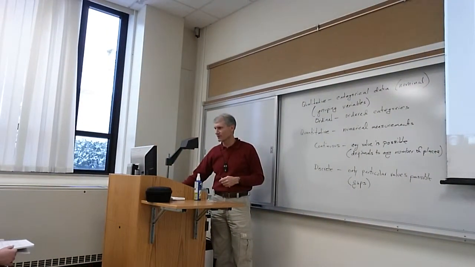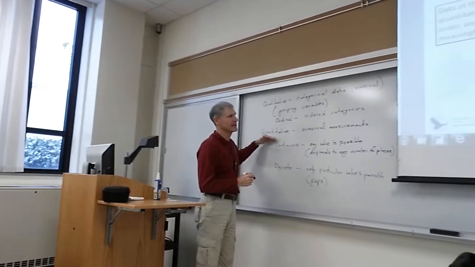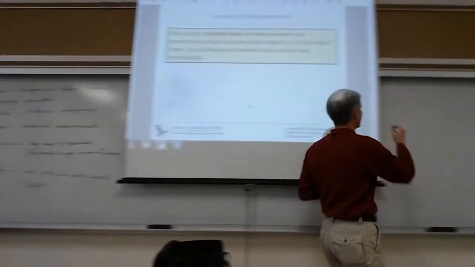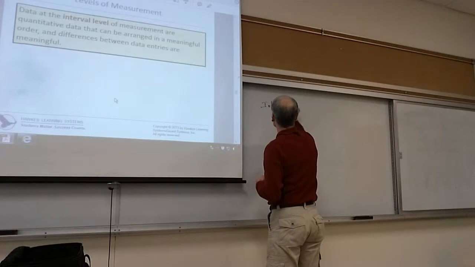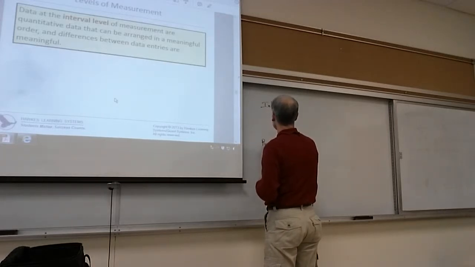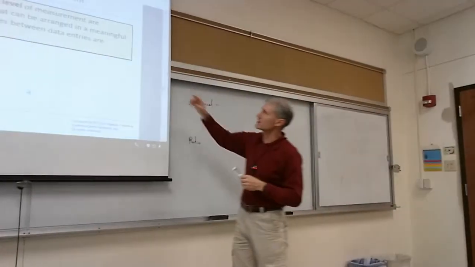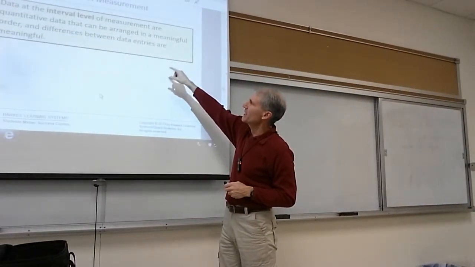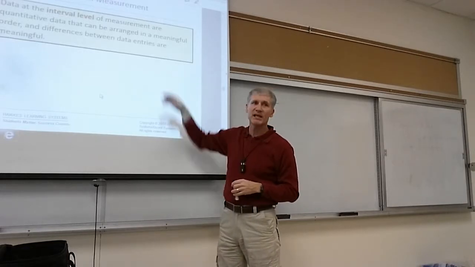Then we have ordinal, and then for quantitative data, the levels of measurement. There's two levels of measurement: interval and ratio. Right, so interval data, it says quantitative data that can be arranged in a meaningful order and differences between entries are meaningful.